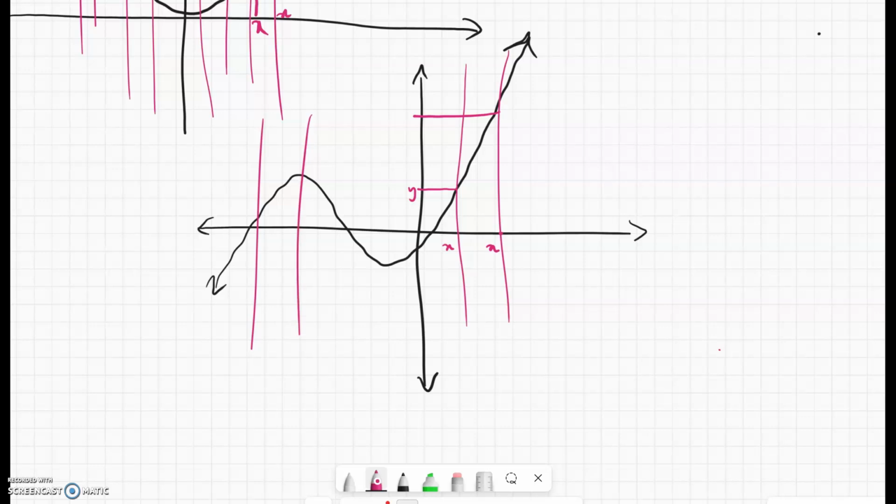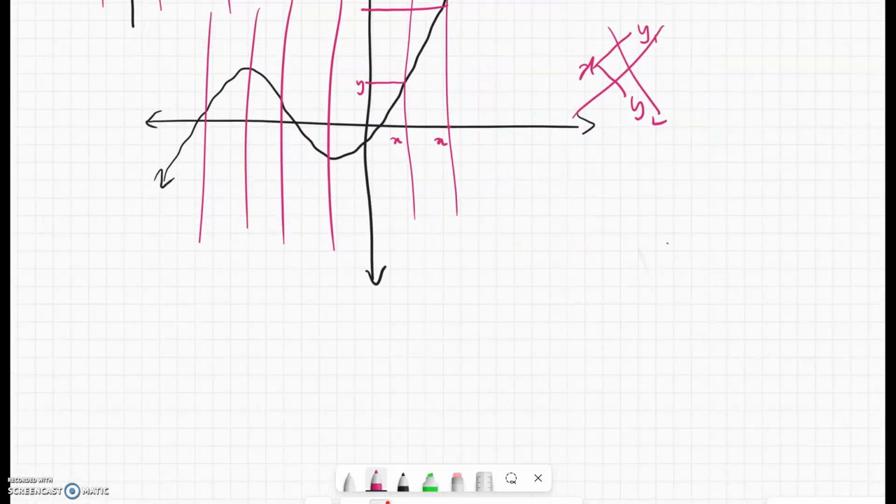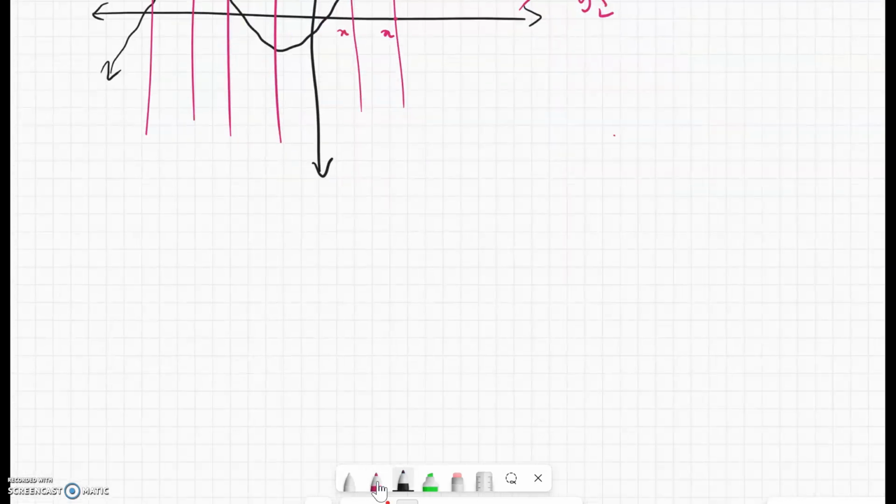You cannot imagine a vertical line that'll intersect with this graph at more than one point, giving you a situation where x is associated with more than one y. That's not possible because of the vertical line test. So graphically, using the vertical line test, we've proved that this is the graph of a function. Let's look at another example.